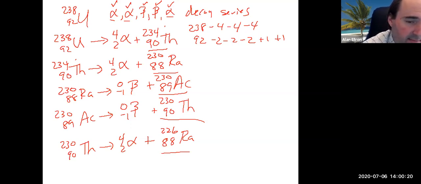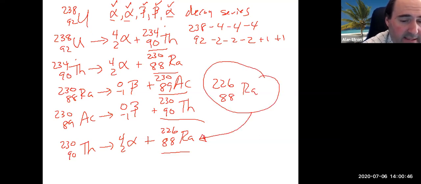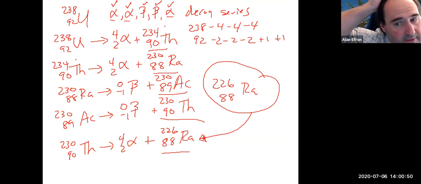So again, if we do that math, we're down to 238 minus 4 is 234. 234 minus 4 is 230. And 230 minus 4 gets us to our 226. So we got a top. 92 minus 2 is 90. Minus 2 more is 88. Minus 2 more is 86. Plus 1 and plus 1 is 88. And you can get to the end result by, again, doing that sort of mathematical approach.